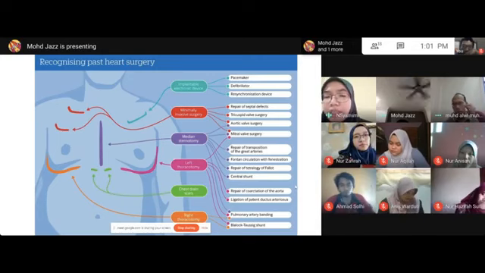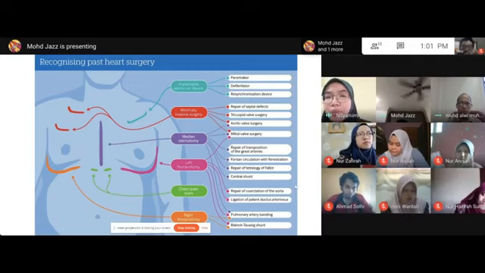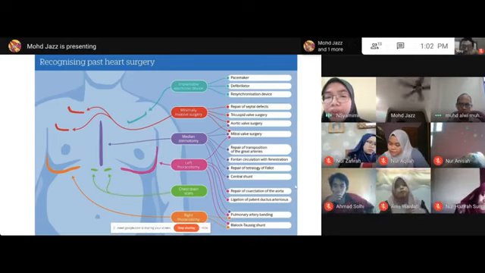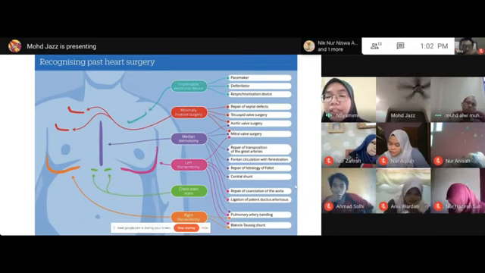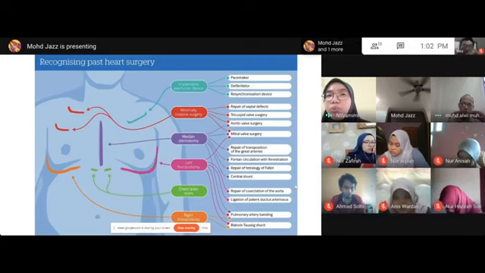The first one is tetralogy of Fallot. In tetralogy of Fallot, we can do open surgery, which is done between 6 months to 2 years old. There are two types of surgery in tetralogy of Fallot, which are palliative surgery or corrective surgery. Palliative surgery is done before the corrective surgery, and it is indicated in patients who have a complex form of tetralogy of Fallot. In the palliative surgery, we do the modified Blalock-Taussig shunt, BT shunt, in which we make a shunt between the subclavian artery and the pulmonary artery in order to bypass the heart.